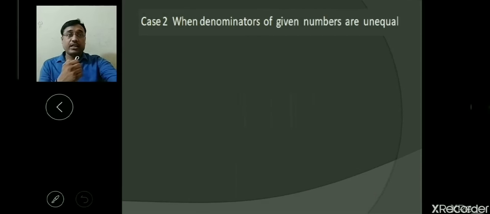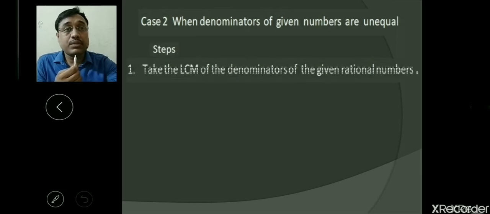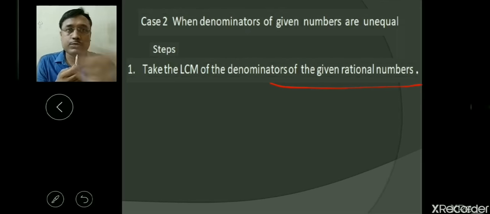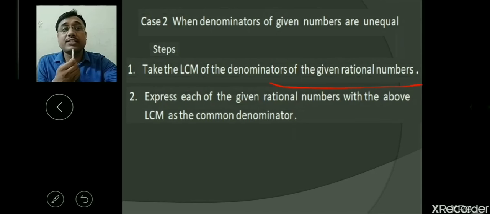Now the second case I am defining here: when the denominators of the given numbers are not equal, that means they are unequal, students. What you will do in that case? Some steps we have to do. Take the LCM of the denominators of the given rational numbers. First find the LCM of the denominators. Then express each of the given rational numbers with the above LCM as the common denominator. That LCM you have found, make it the common denominator of both the numbers. This step you have to do.